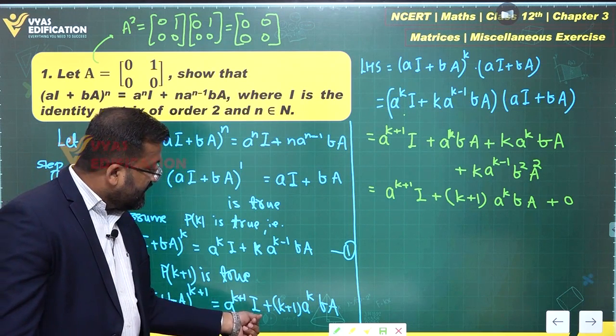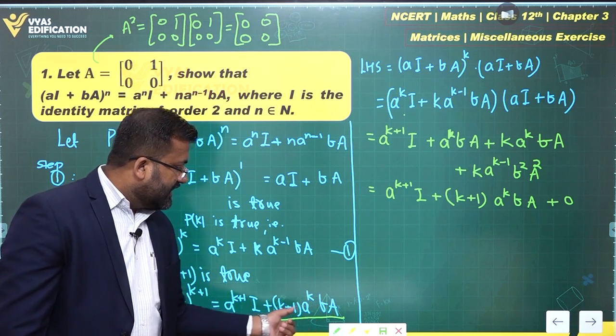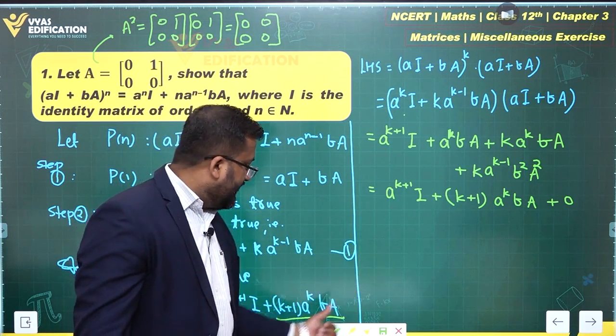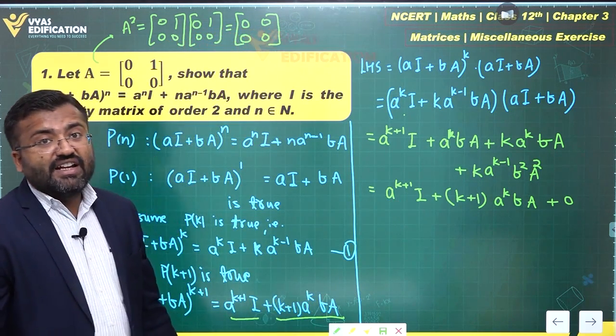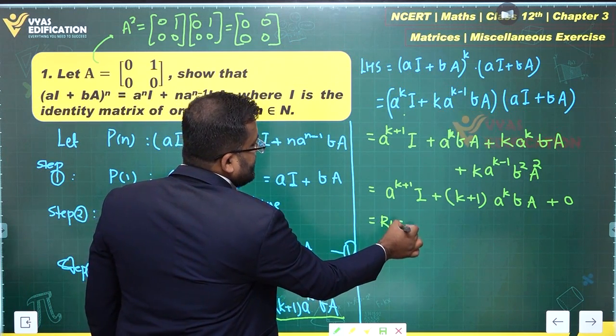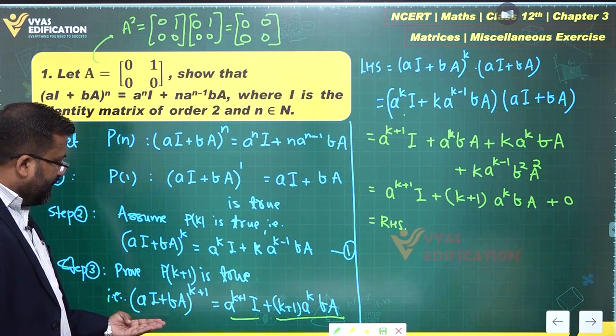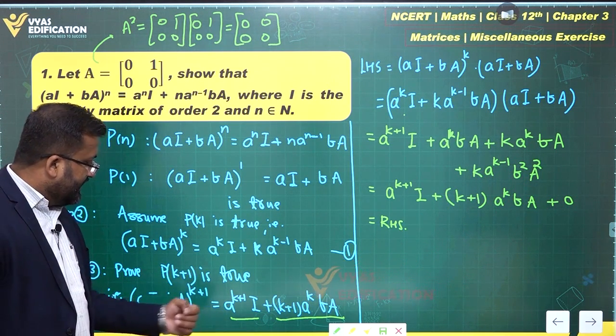A power k plus 1 times I. What is this? A power k, this is k plus 1 times A power k times B times A, and we have that exact same thing over there. Yes, this is equal to RHS. So we wanted to prove P(k+1), and for proving P(k+1) is true, we wanted to prove this is equal to this.